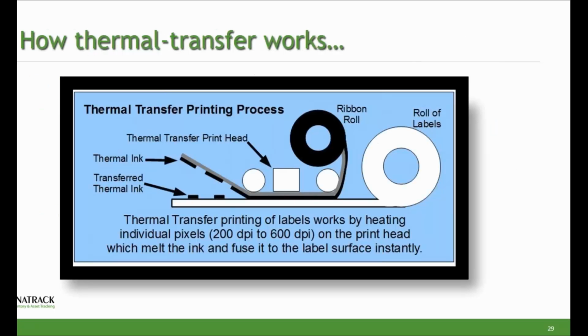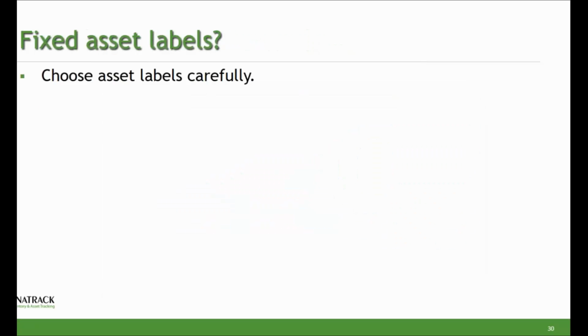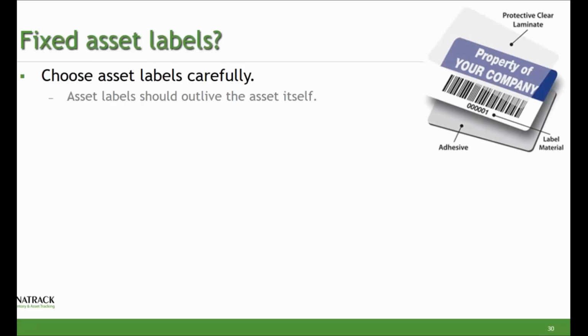I won't belabor this point, but that's how thermal transfer works, and I can certainly send you that diagram if anybody cares. So what about fixed asset labels? Well, choose those asset labels carefully because the asset label has to outlive the asset itself or it won't be any use to you. So it should have something like a strong base adhesive because you want this thing to be sticky and not let go easily.